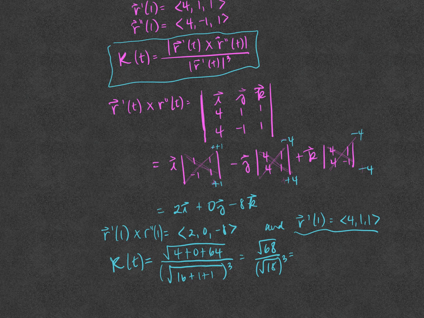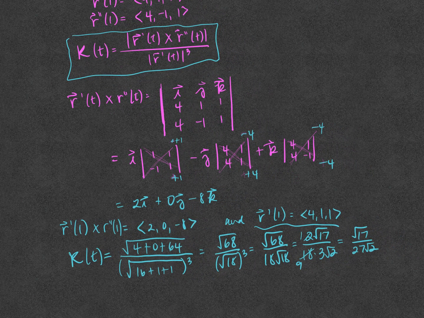So we have the square root of 68 over 18 square root of 18. The square root of 68 simplifies to be 2 times the square root of 17. And then I have 18 times 3 times the square root of 2. So this becomes 9. So we have the square root of 17 over 27 square root of 2. Now they don't always make you rationalize it, but you got square roots happening all over the place. So this is the square root of 34 over 54. And that's the curvature of this vector.